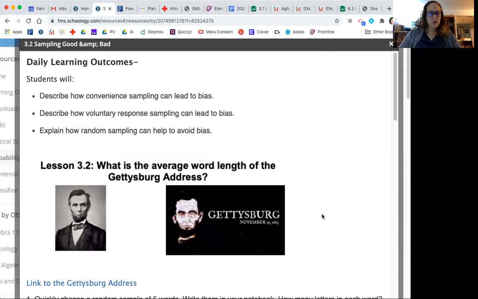Hi everyone. So today we are looking at lesson 3.2, which is all about sampling, and we're going to look at good sampling and bad sampling. Just a quick reminder of our learning outcomes for this lesson. By the end of the lesson, you should be able to describe how convenience sampling can lead to bias, describe how voluntary response sampling can lead to bias, and explain how random sampling can help to avoid bias.